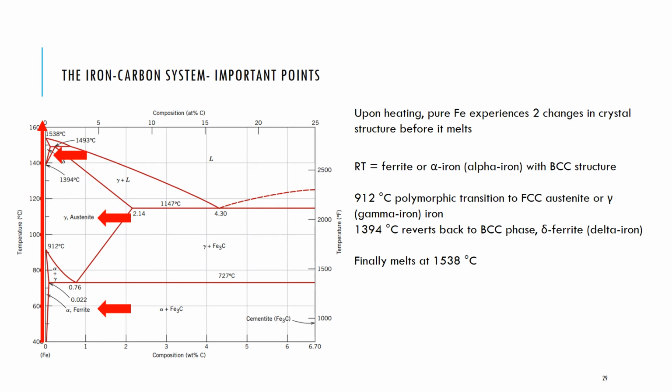And at 1394 degrees Celsius, it reverts back to a body-centered cubic crystal structure, but this time it's in the delta ferrite or delta iron phase. And finally, at about 1540 degrees Celsius, it melts.